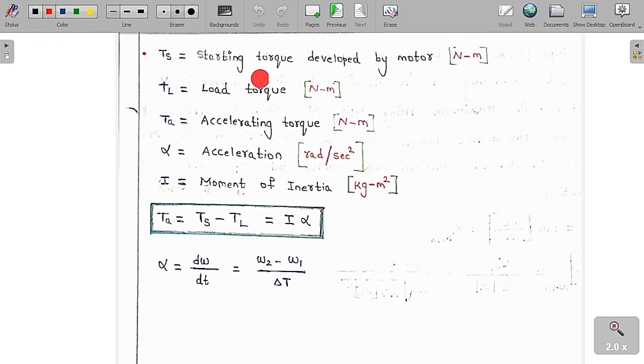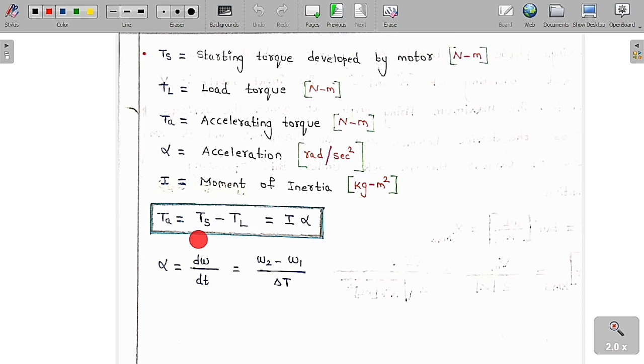TS is called the starting torque developed by the motor, which is in Newton meter. TL is called the load torque, again Newton meter. TA is called the accelerating torque, again Newton meter. Alpha is called the acceleration, which is radians per second square, and I is called the moment of inertia, which is kg into meter square. Therefore, accelerating torque is equal to starting torque minus load torque.